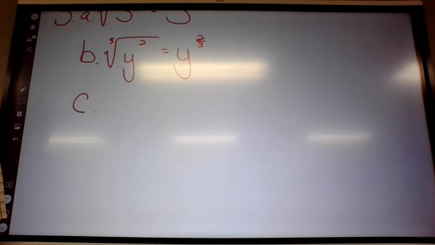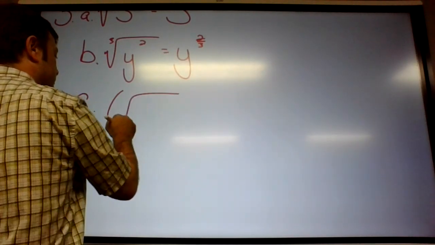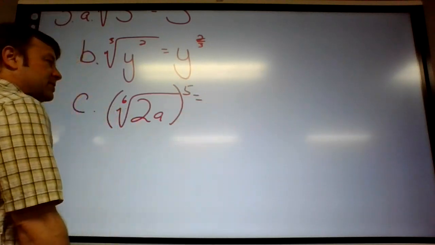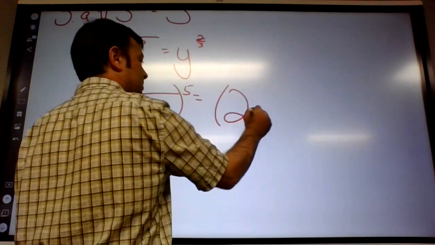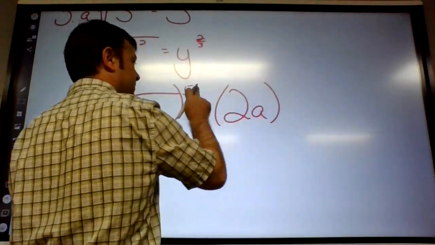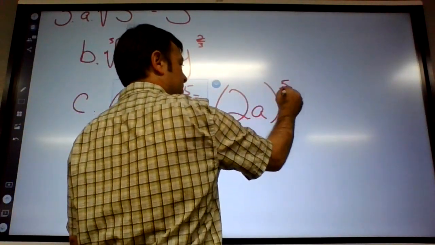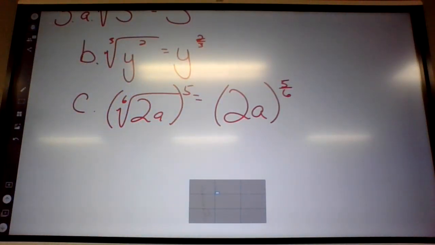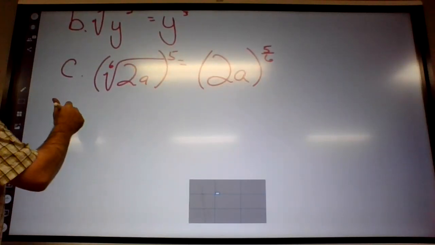Okay. 6 root 2a to the 5th. So this is 2a to the 5/6. I wonder if they wrote that separately. No, they wrote it like I did. These guys suck at doing math. They should have done it for real.